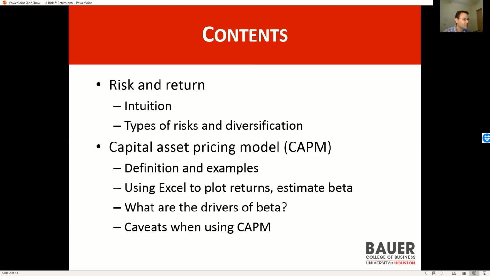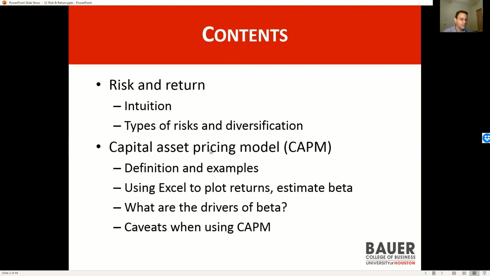Talk about the different types of risk. Only some types of risk will earn a return. You can't go to a casino and earn a return. Right? It needs to be a particular type of risk in finance that generates a return. And we'll talk about diversification as a way to eliminate risks that don't earn a return.